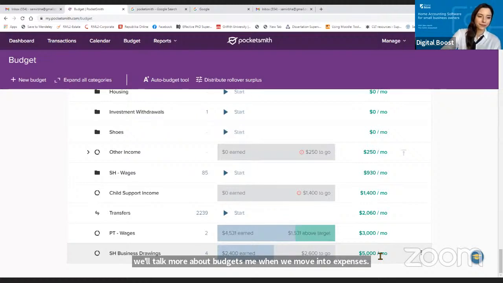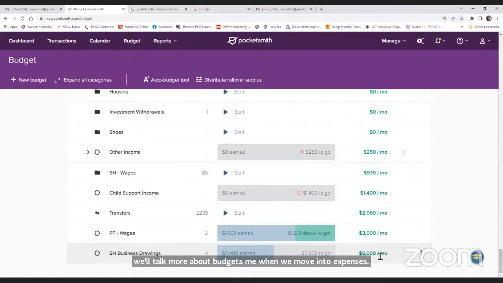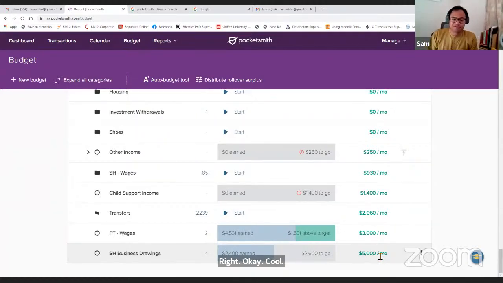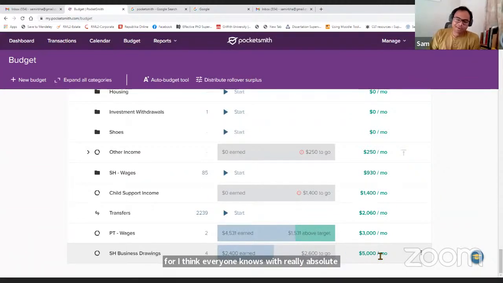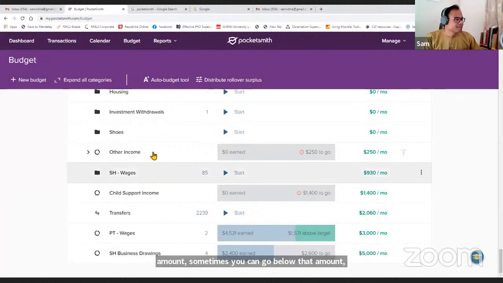Okay, cool. All right, so that's income. Income's really easy to budget for. I think everyone knows with really absolute certainty how much you're going to be making each month, right? Even as a business owner, you have a pretty good idea of how much you can expect to make each month, and you can set yourself an average number. And obviously as a business owner, sometimes you can go above that amount, sometimes you can go below that amount, depending on how much cash you have inside your business. Right. So that's setting up budget for income.